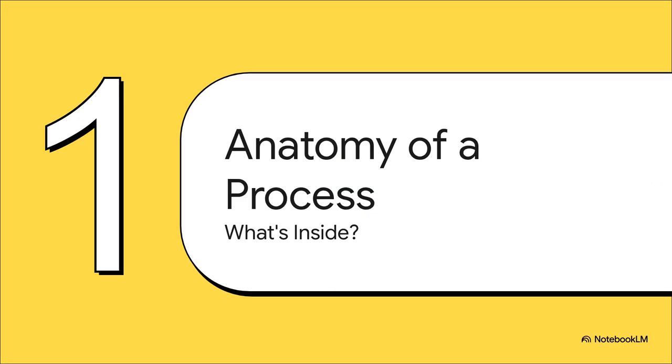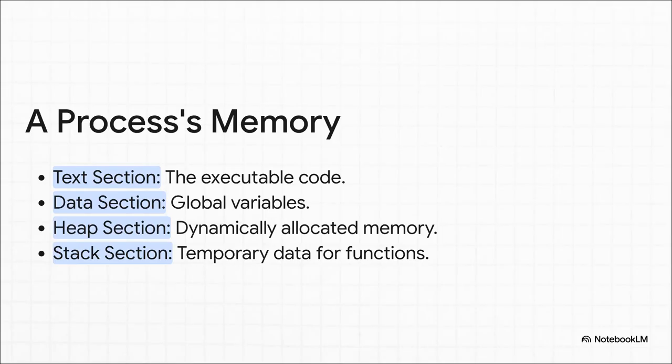Okay, so now that we've got a handle on what a process is, let's pop the hood and see what it's made of. What are the essential parts that make up this active, living thing inside your computer? So every single process gets its own little slice of memory, and it's usually organized into four main sections. You've got the text and data sections, that's for the code and variables, but the really dynamic parts are the heap and the stack. The stack is for temporary data for functions, and the heap, that's for memory you allocate on the fly as you need it. And here's the cool part, they actually grow towards each other. The operating system has to act like a referee to make sure they never, ever collide.